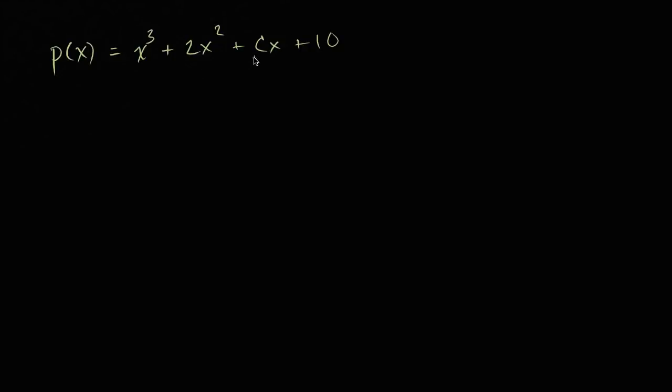So for what value of c, or values of c, is x minus 5... Let me write it this way. For what c is x minus 5 a factor of p of x? And I encourage you to pause the video and try to work through it. And that's p, actually a lowercase p of x.